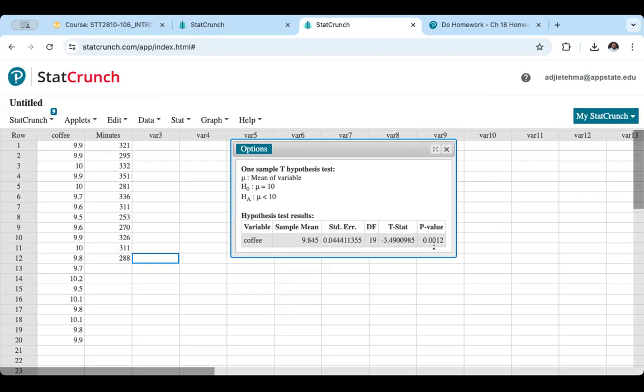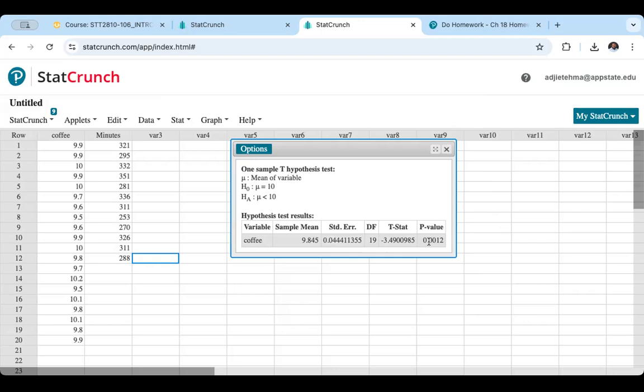Is that okay? So since we are rejecting the null hypothesis because the p-value is small, it means that what? There is enough evidence that what? The machine is shortchanging customers. Is that okay? That is how to answer that.